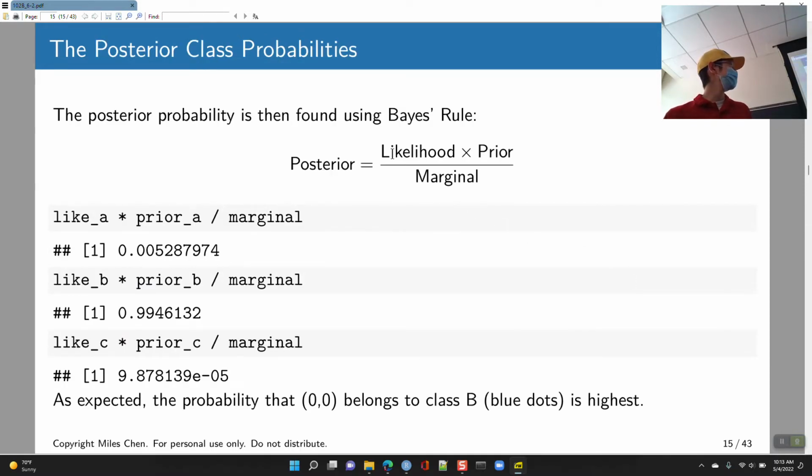Okay. And then the posterior is the likelihood times the prior divided by the marginal. And we get these numbers. These things will all add up to 1. And as we expected, the probability that the observation belongs to class B, the blue group, is the highest at around 99%. So this is our classification, and we'd say there's a 99% probability that it comes from class B. So that's the Bayes classifier.